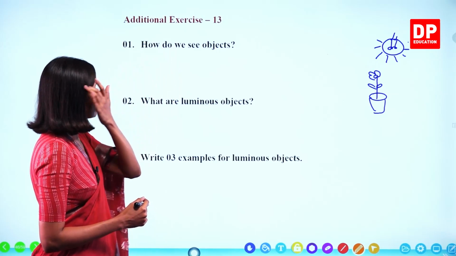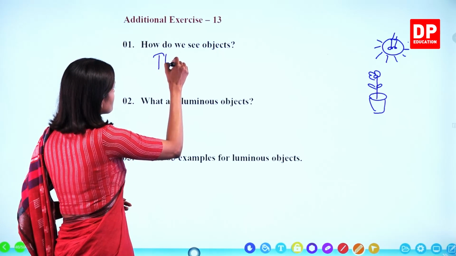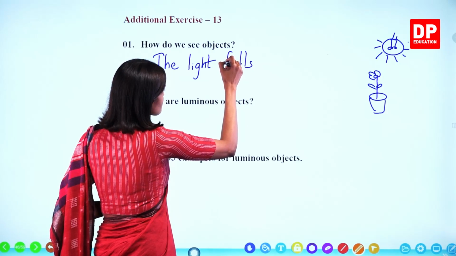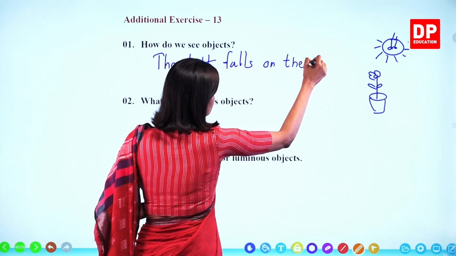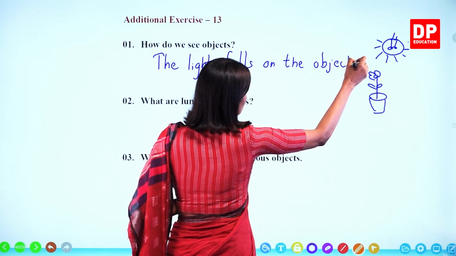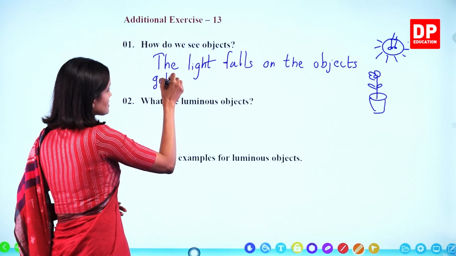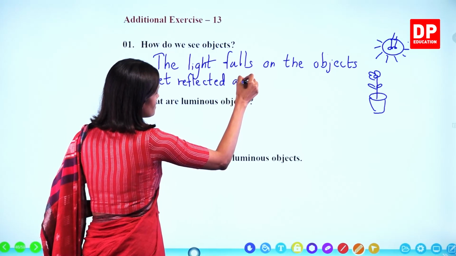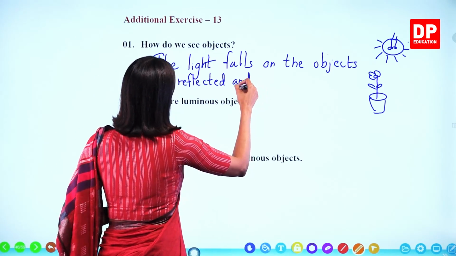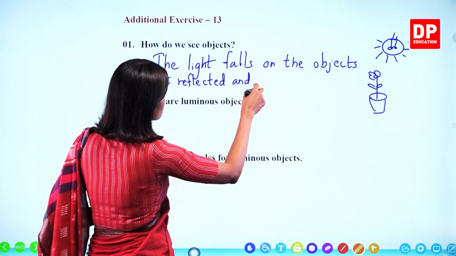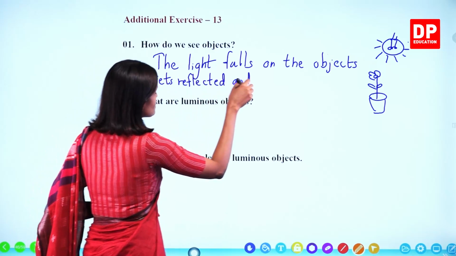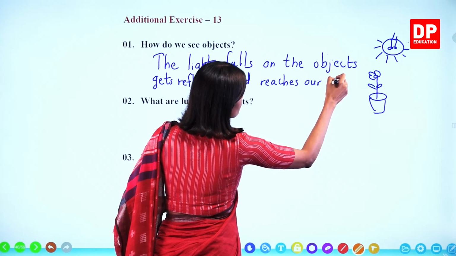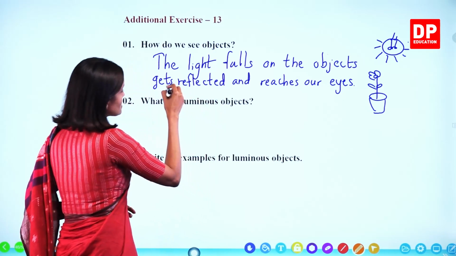Okay, how do we see objects? The light falls on the objects, gets reflected and reaches our eyes. Then we can see the objects.